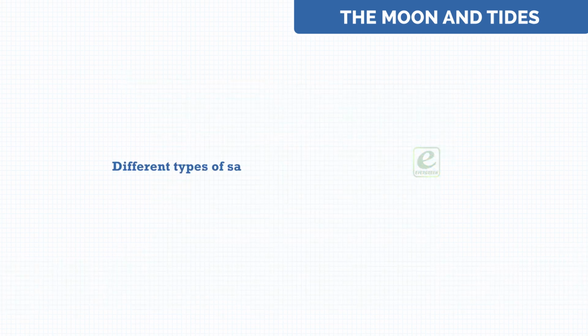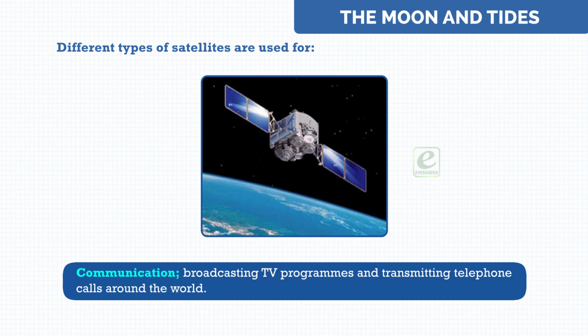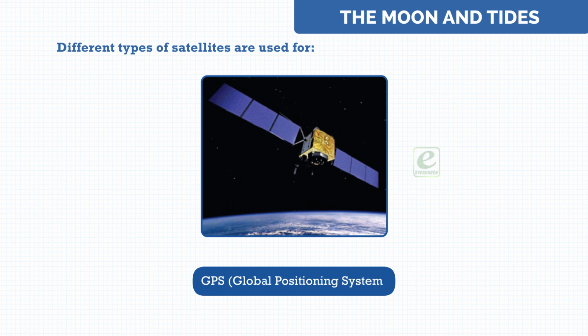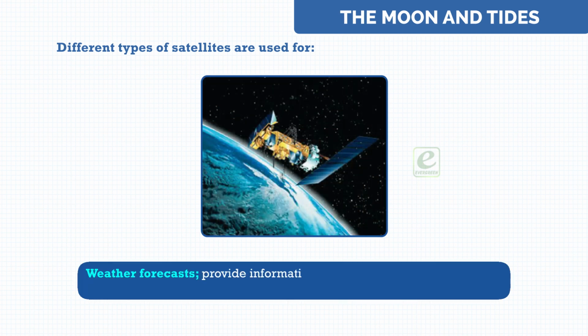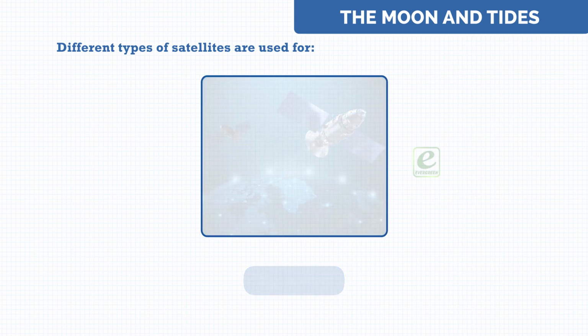Different types of satellites are used for communication, broadcasting TV programs, and transmitting telephone calls around the world. GPS, Global Positioning System. Weather forecasts provide information to forecast weather and pictures of clouds and storms. Map making. Spying.